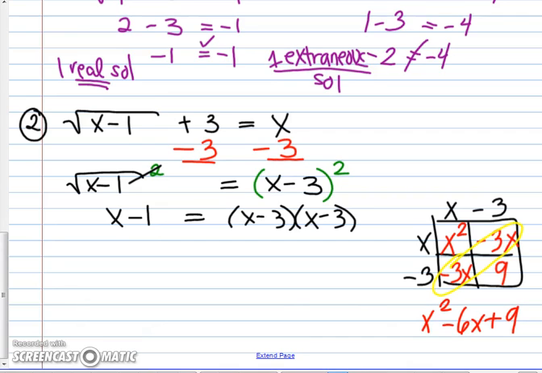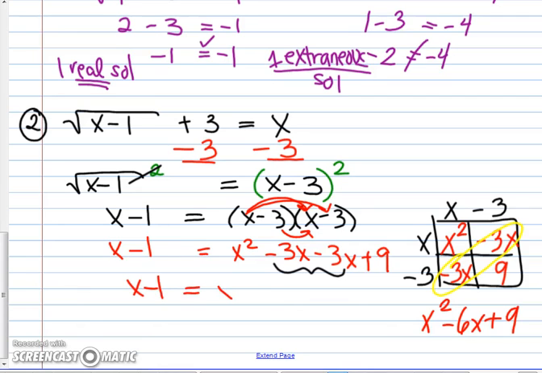Okay, if you don't like the box method, you can use FOIL. FOIL means that you're just going to multiply x times x, which gives you x squared. X times negative 3 gives you negative 3x. Negative 3 times x gives you negative 3x. And negative 3 times a negative 3 gives you a positive 9. You still need to combine like terms. So your new equation is x minus 1 is equal to x squared minus 6x plus 9. And if you notice, it's the same thing as the box method. Whichever method you prefer, that's the one you can use.